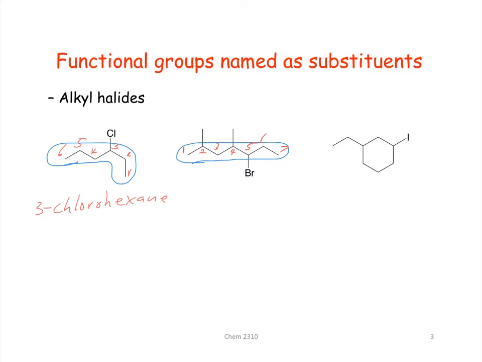We're going to list the groups in the substituents in alphabetical order, though. So this is going to start out as 5-bromo. And then we have methyl groups at 2 and 4. So 2,4-dimethylheptane.